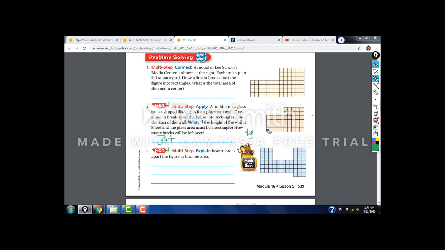Now we get the area for rectangle 2. 1, 2, 3, 1, 2. 1, 2, 3, 4, 5. 2 times 5 is 10. So the total area is 46 square units. That's for this wall. So I already have 46. Keep that in mind. So I have 46 already for that wall.